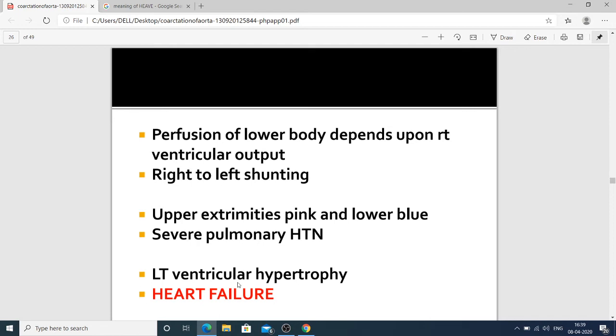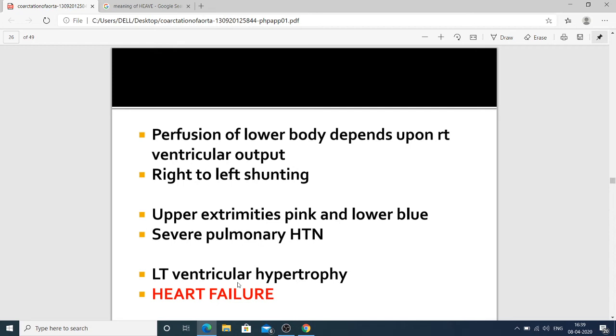Here the right ventricle puts blood into the pulmonary artery, and the pulmonary artery gives blood to the right atrium, then the right ventricle, then it gives blood to the aorta. The aorta supplies blood to the upper portion but decreased supply to the lower portion. Right to left shunting is there.